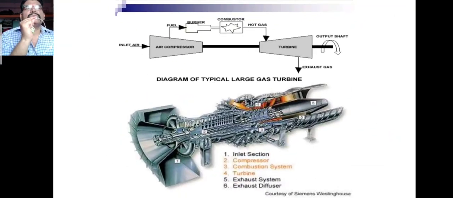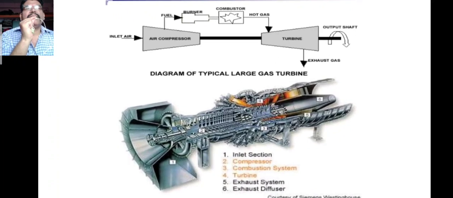Now you can see the typical diagram of a large gas turbine. In the bottom diagram you can see the different parts. If you look from right to left in the bottom diagram, there is the inlet section, the compressor, the combustion chamber also called the combustor, the turbine, the exhaust system and the exhaust diffuser. There are different systems which you can see in the cross section of the diagram. Then in the top portion, you can see the line diagram.